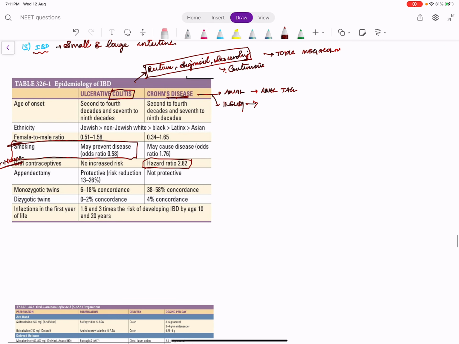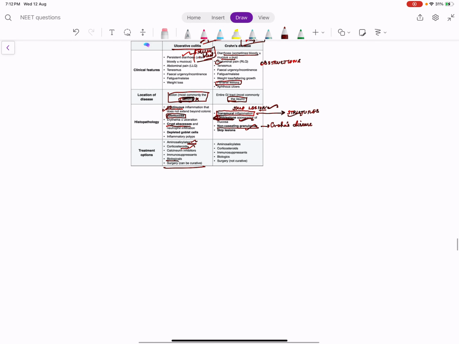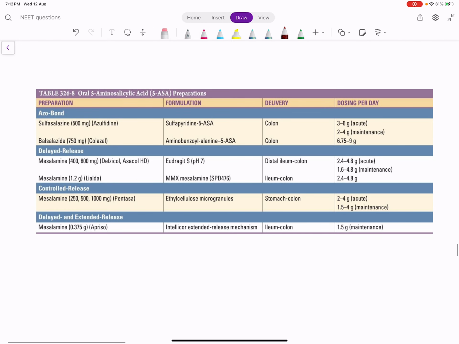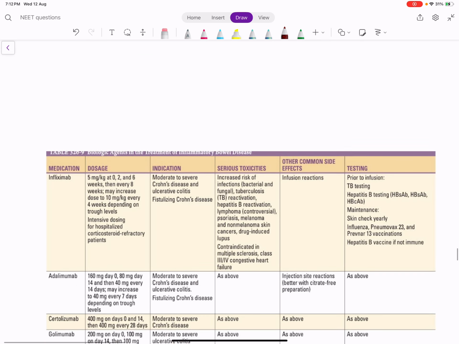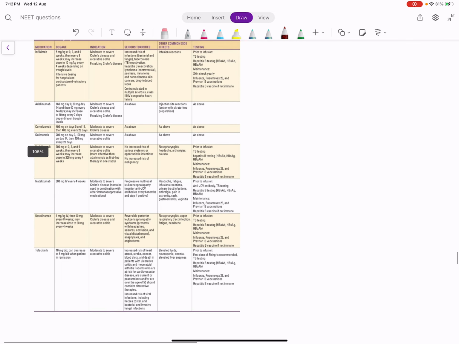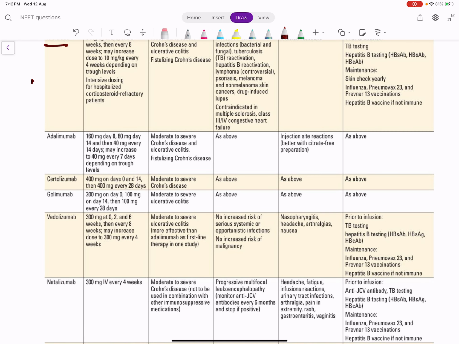Smoking prevents ulcerative colitis. That is one point to remember, and this table is also very important to remember. These are the 5 aminosalicylic acid preparations. Remember sulfasalazine, mesalazine. These two are the commonly used drugs. And we have many biologicals. Once steroids fail, we have to give biologicals. Infliximab, adalimumab, we have discussed as TNF alpha inhibitors.